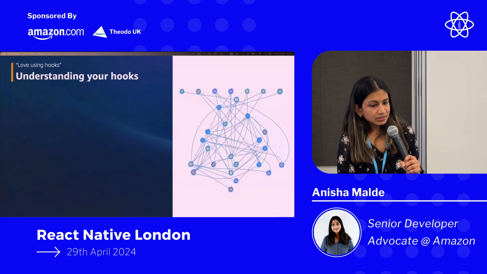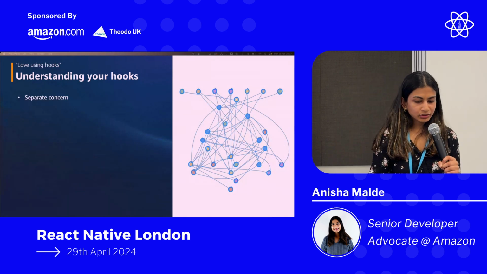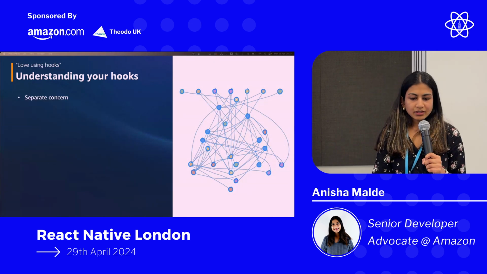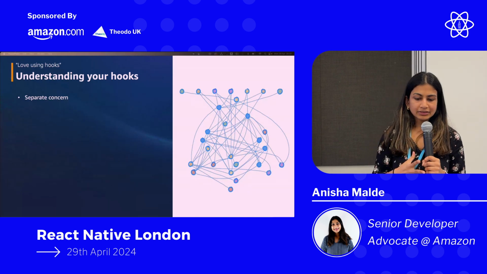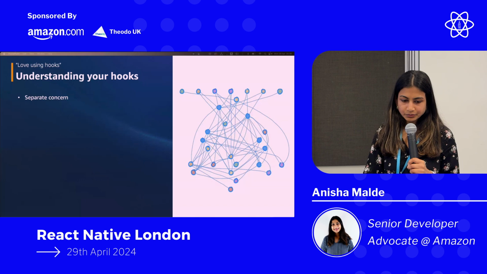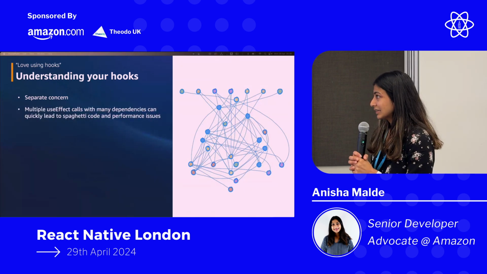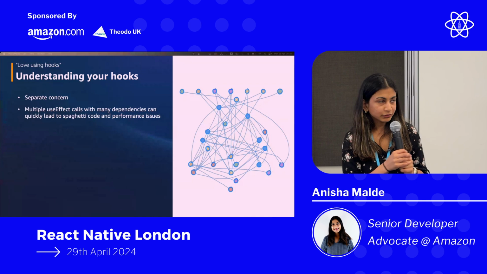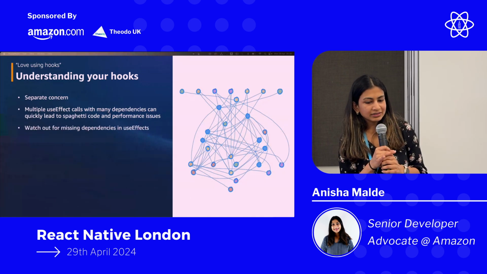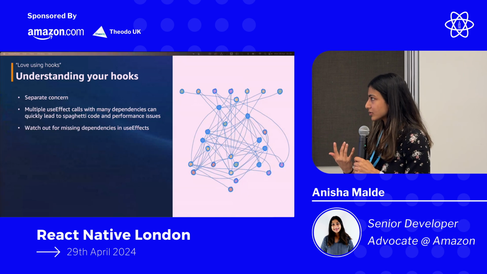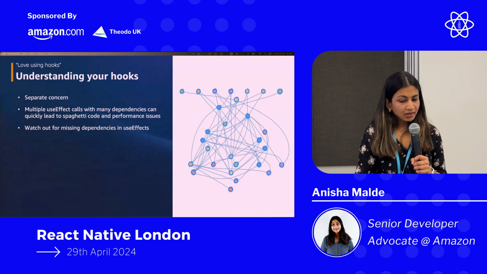Next, for using hooks, let's all work on our understanding of hooks. Firstly, separate concerns, like don't put all your logic in a single useEffect. Separate related logic into custom hooks. At the same time, multiple useEffect calls with many dependencies can lead to spaghetti code and performance issues, so don't do that. Watch out for missing dependencies in useEffects, as this can also lead to unexpected behavior in your application, like infinite loops.